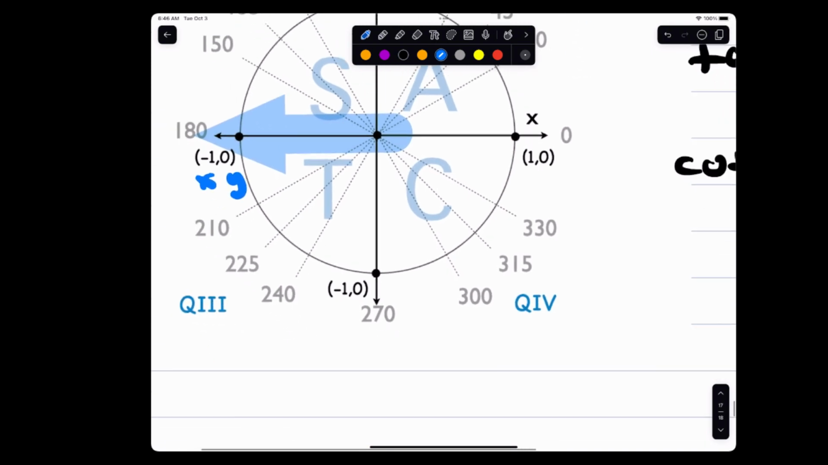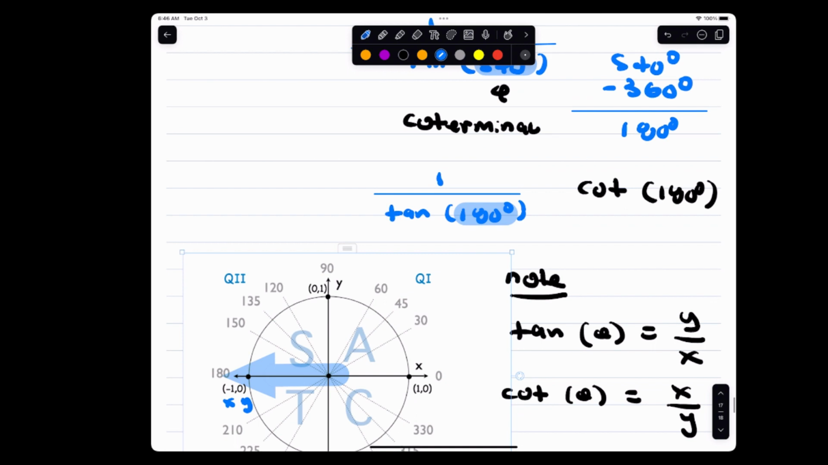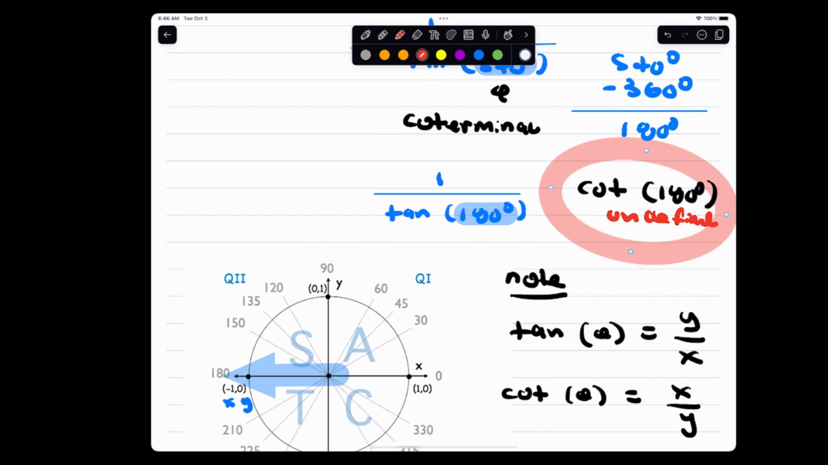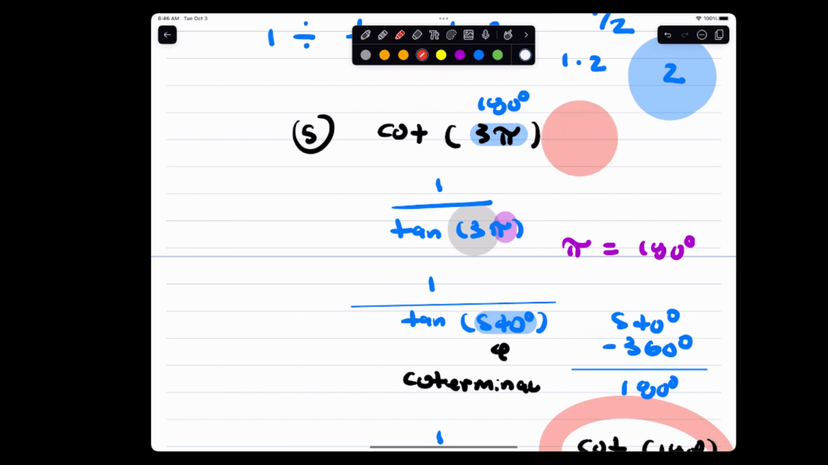So, what do you think we're going to say? This is what? Negative 1 over 0. That's what? So, what do we say here? This is going to be what? Undefined. So this is our answer here, undefined.